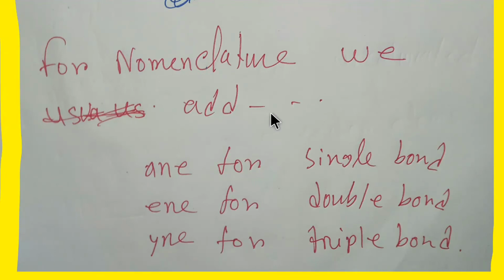So for nomenclature we have to remember three things. For a single bond we will use "ane" at the end, and we will use "ene" for a double bond and we will use "yne" for a triple bond.